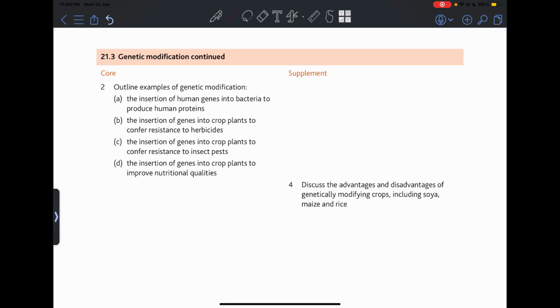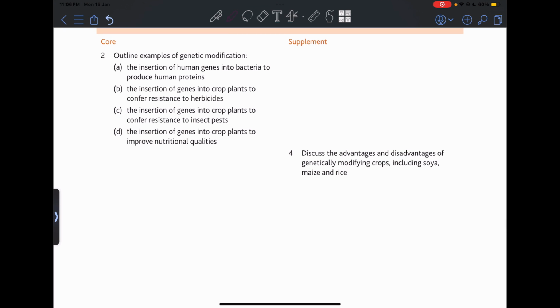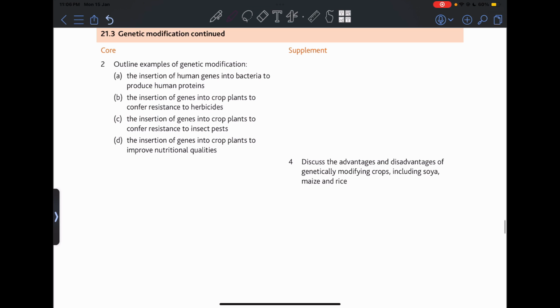21.3 Genetic modification continued. So we have to know some examples of genetic modification. Like the one I just explained, the insertion of human genes into bacteria to produce human proteins. There's also another one, the insertion of genes into crop plants to confer resistance to herbicides. And this is another way that farmers can take the plants and genetically modify them and let them reproduce so that they can protect the plants instead of using herbicides and pesticides, which can cause eutrophication and problems with the environment. So this is a way they can do resistance for the plants.